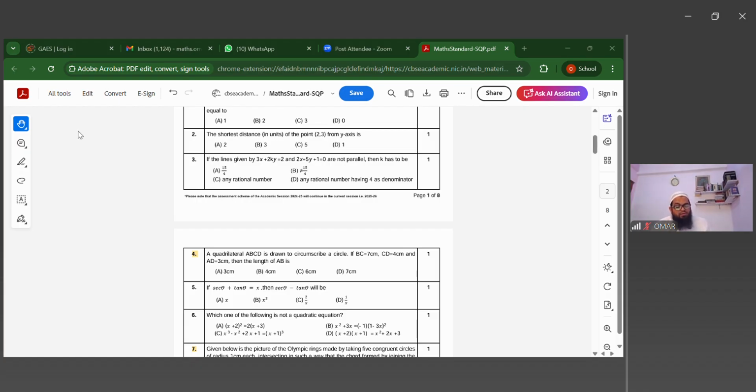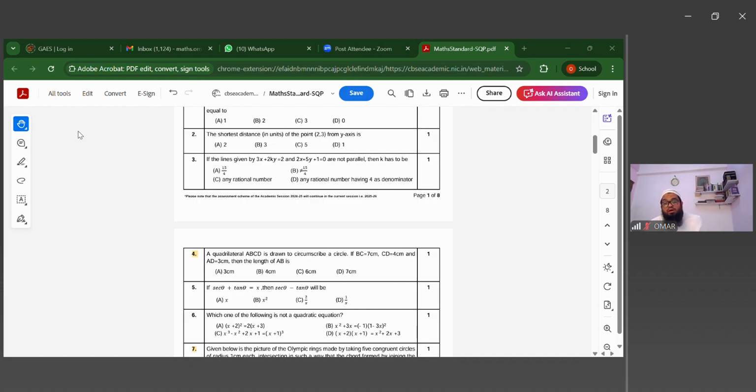For example, let me tell you one question. Here it is, the third question. If the lines given by 3x plus 2ky is equal to 2 and 2x plus 5y plus 1 is equal to 0 are not parallel, then k has to be. So, third question in MCQ.